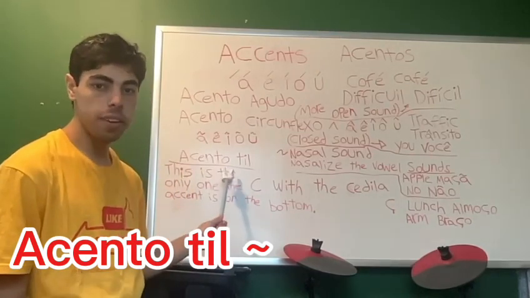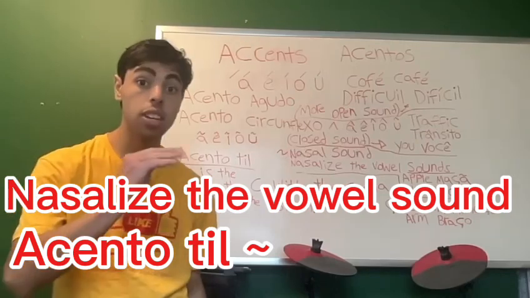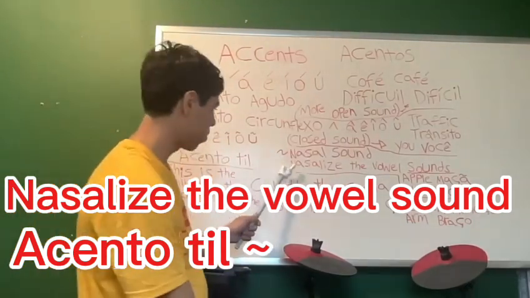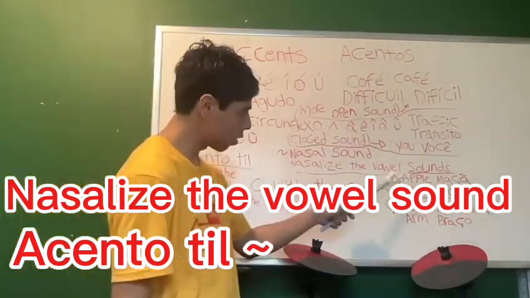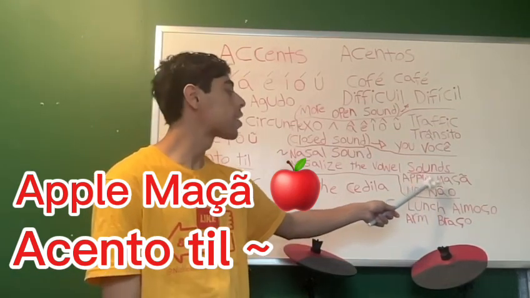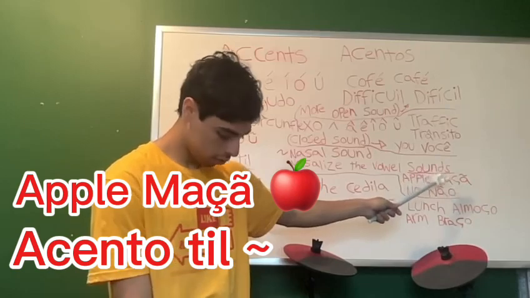Acento til. This time, we are going to be nasalizing, making the sound more like a nasal sound. This accent's like a wave on top of the vowels. It makes it more like a nasal sound, nasalizing the sound of the vowels. Some examples here. Apple in Brazilian Portuguese: Maçã.